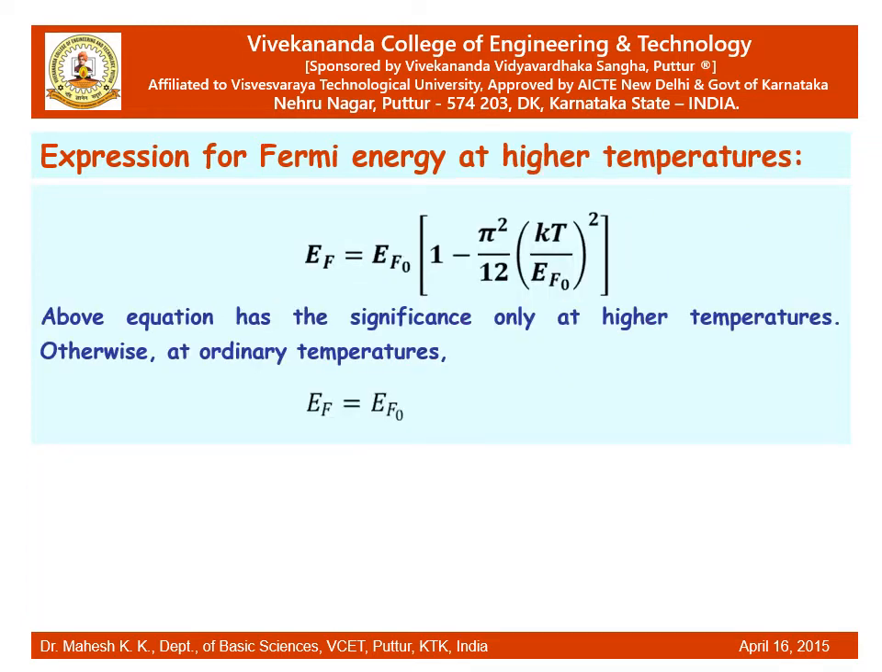Now let us see the expression for Fermi energy at higher temperature. I'm just giving the equation here. EF is equal to EF naught, where EF naught is Fermi energy at 0 Kelvin, EF naught into 1 minus pi square divided by 12 into KT by EF naught, the whole square. Okay. So the above equation has significance only for higher temperatures. At ordinary temperatures, we will just be using the previous equation itself, because EF is equal to EF naught.